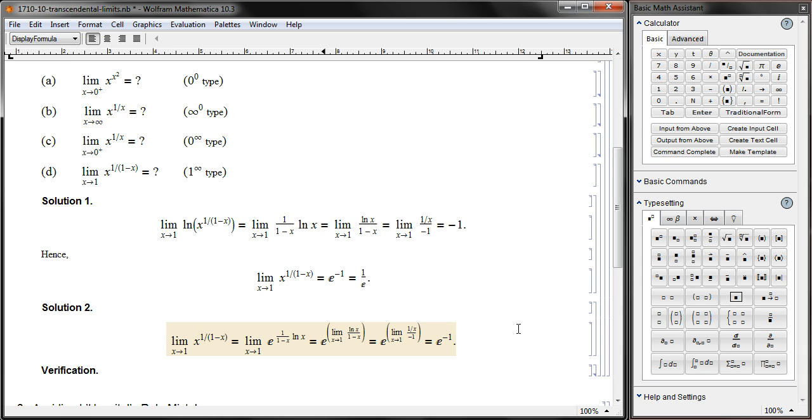Which method do you prefer? I like the second method a little bit more, but the majority of my students used to prefer the first method. I've been teaching this calculus one for a number of years, and I have some accumulated data, and most of my students usually prefer solution number 1.